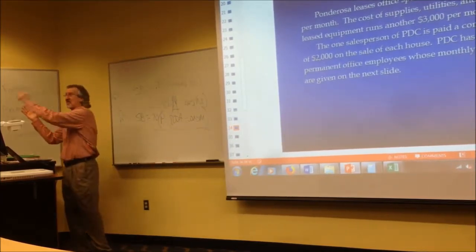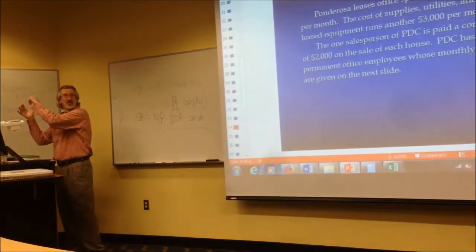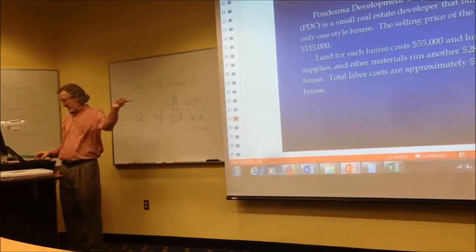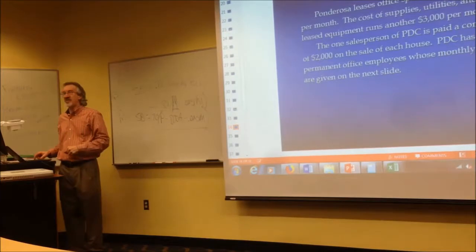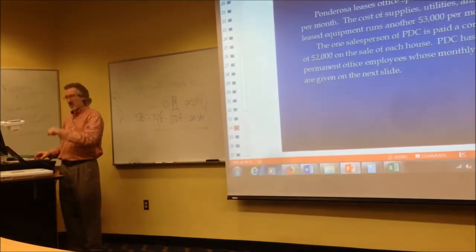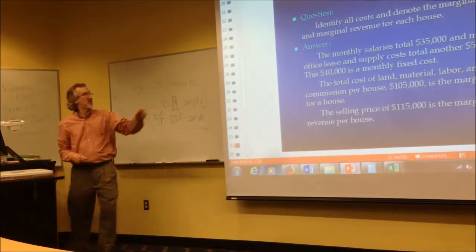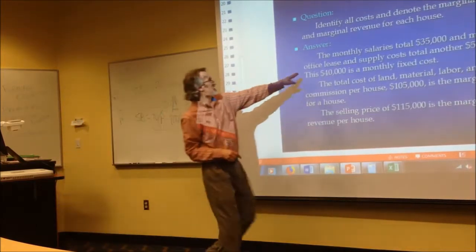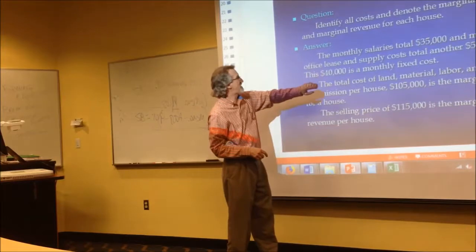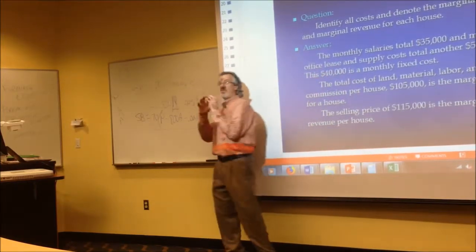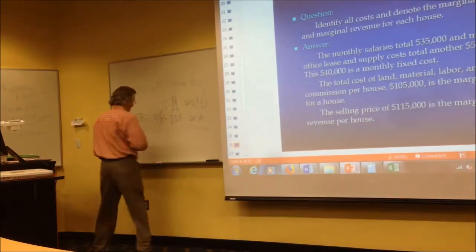Add all the variable expenses: the land, the building materials, the labor, and I think there was one other, I can't remember. Oh, the commission for the salesperson. That was the other one that's variable. Add all those together. Break them up. Should get a total of blah blah blah. Let's see. Salaries are $35,000. The office space was $5,000 with supplies 2 and 3. So $40,000. There's our fixed expense right there.